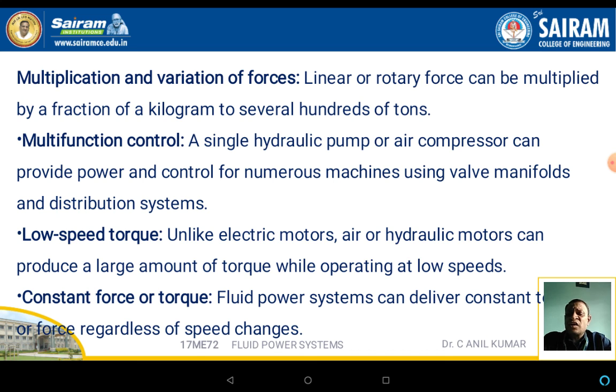Multifunction control: the system may be hydraulic or pneumatic, but it can provide power and control for numerous machines using valve manifolds and distribution systems. Low speed torques can be easily achieved, and constant force or torque can be maintained by using these systems.